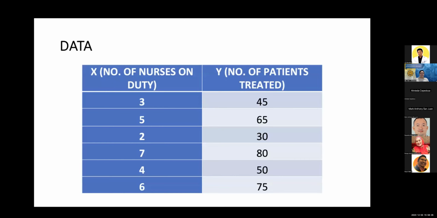So this is the data that we've been given. We have 6 data sets: the number of nurses on duty on this side, and the number of patients treated corresponding to the number of nurses on duty. We want to know if the number of nurses on duty is related to the number of patients treated. So we will apply the linear regression model.